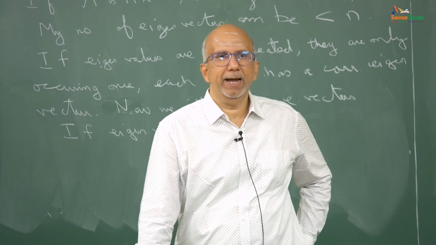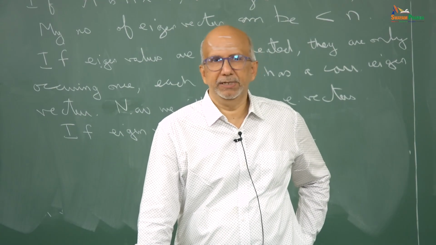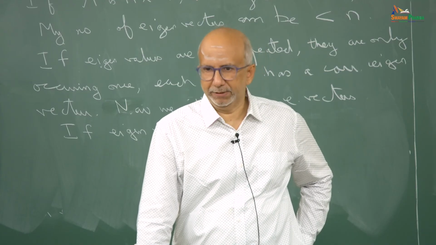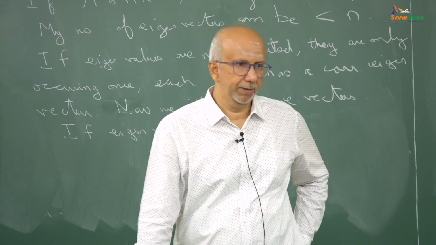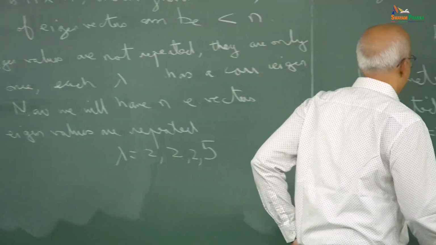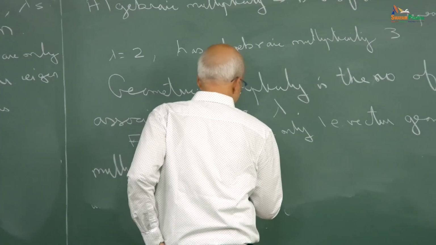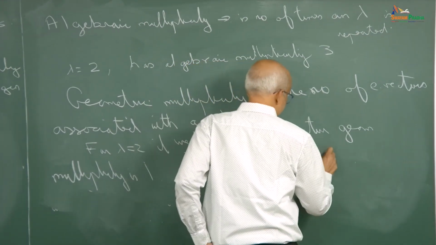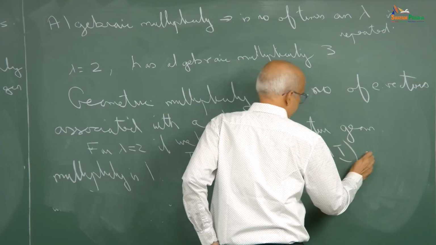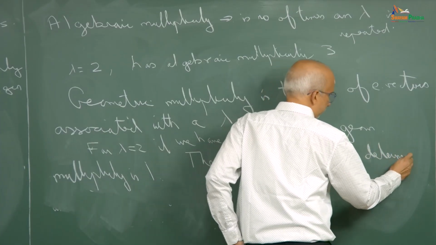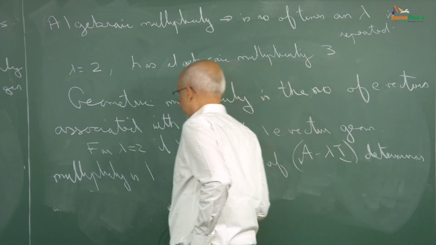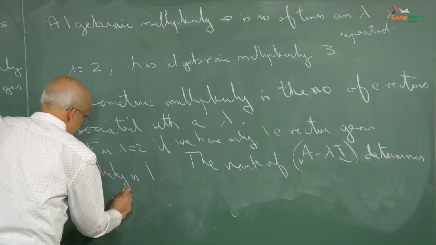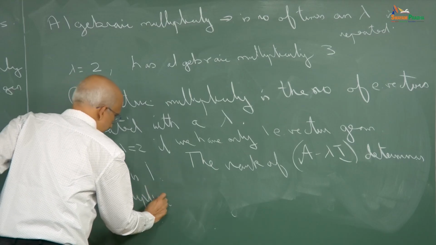Okay. And the number of eigenvectors is going to be decided by the rank of that matrix A minus lambda I. Okay. So, what decides the geometric multiplicity? The rank of A minus lambda I determines the geometric multiplicity.